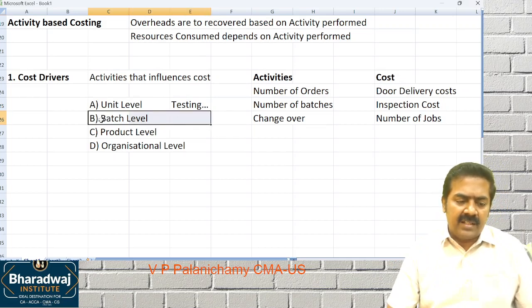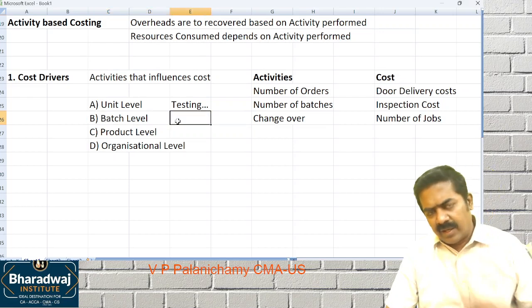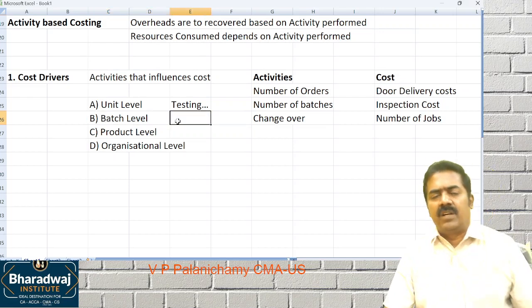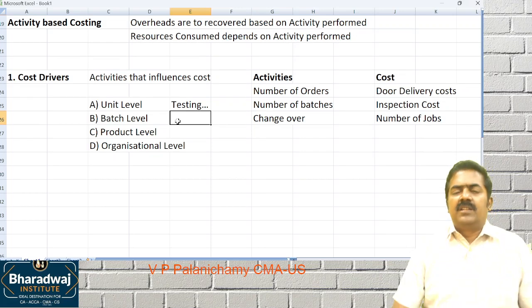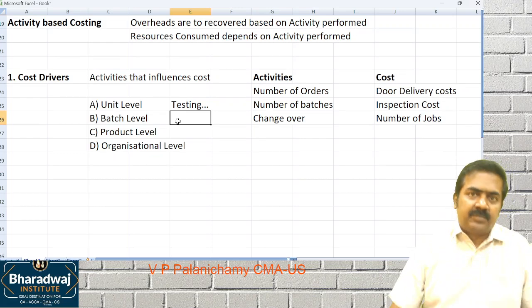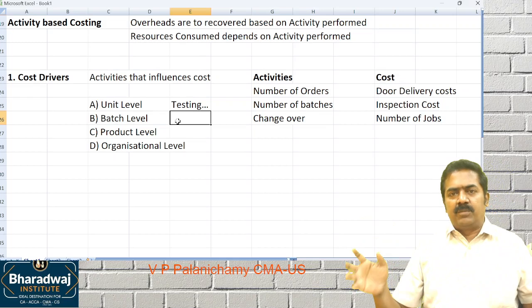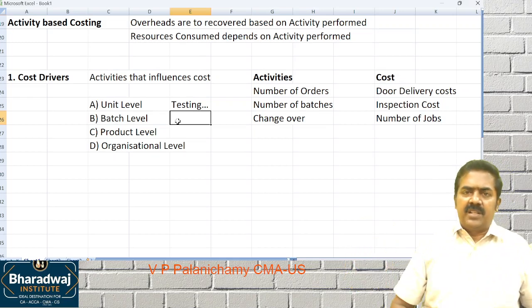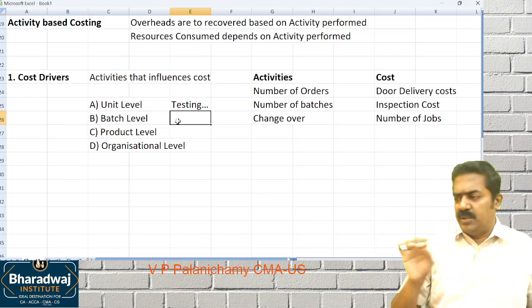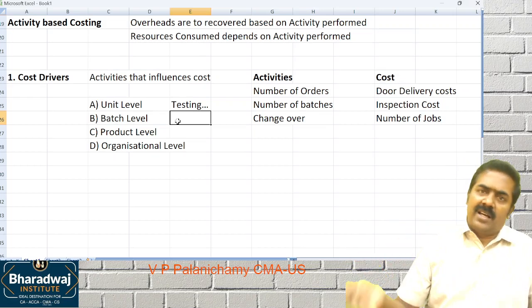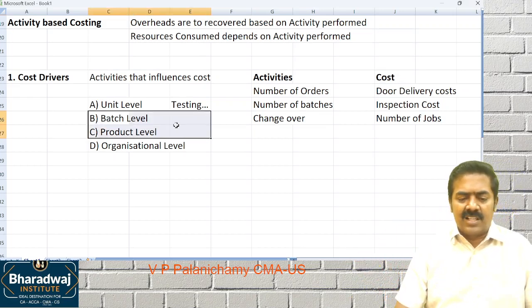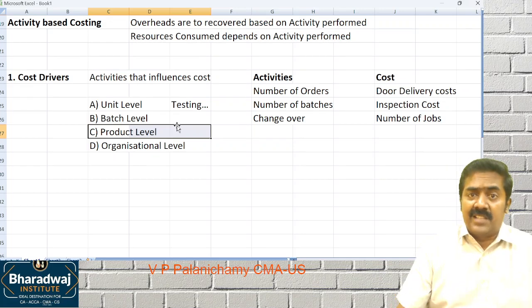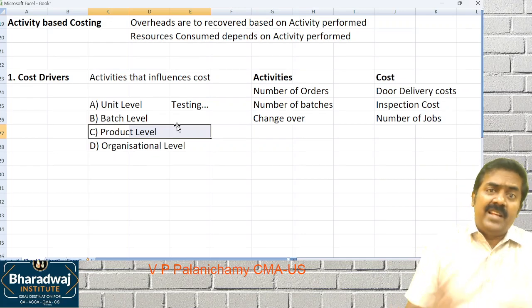So that is where batch level activity is done, on the completion of every batch. For example, you are running a bakery, you manufactured about 1,000 cakes. After manufacturing 1,000 cakes, one or two cakes, you take it and test it as well as taste it. Clear? That is called as what? Batch level activity.